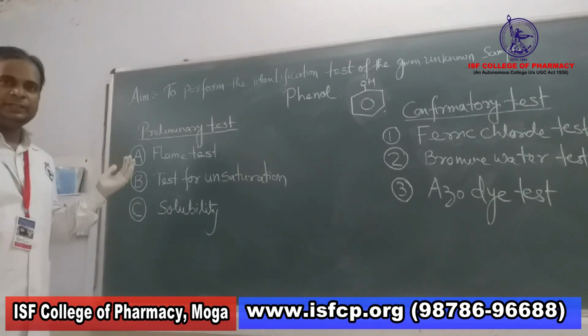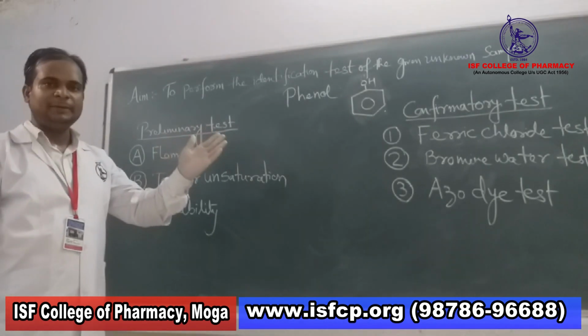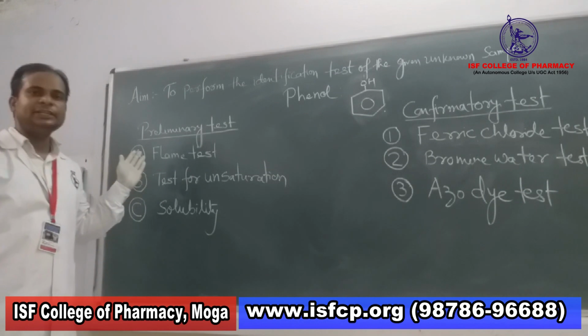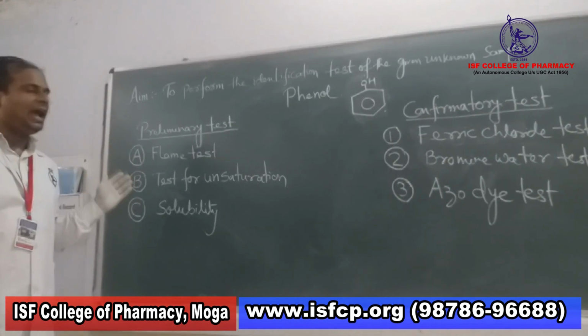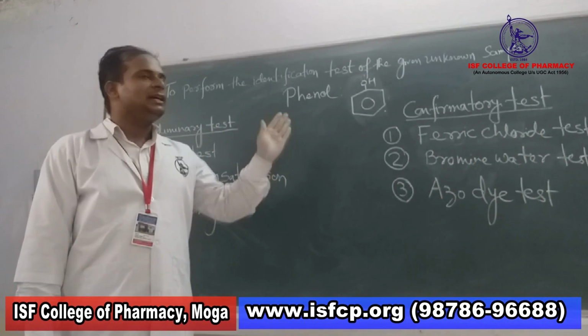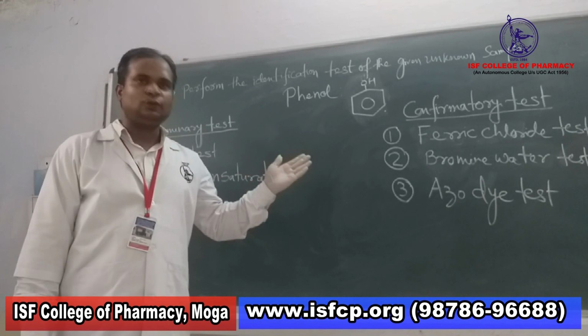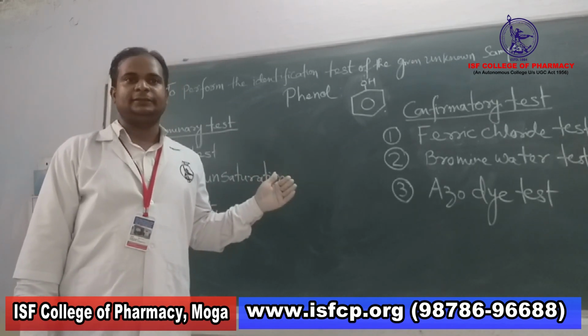So, how will we proceed? First, we will go for the preliminary test, then we will go for the confirmatory test. Preliminary test includes flame test, test for unsaturation and solubility. After that, we will go for the confirmatory test. Confirmatory test includes ferric chloride test, bromine water test and azo dye test.